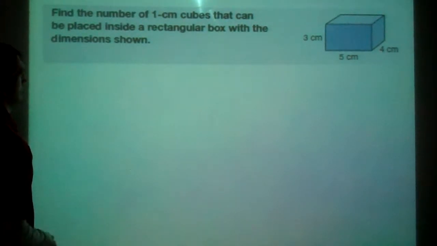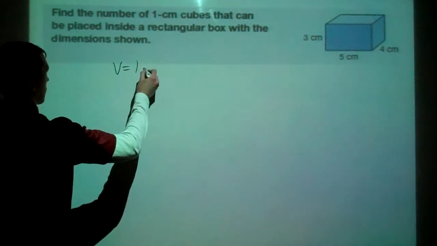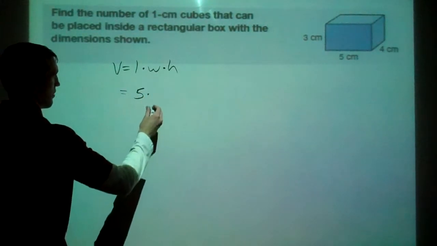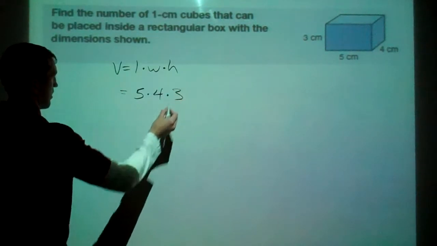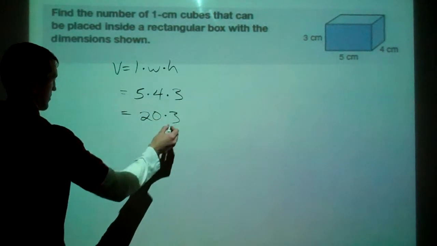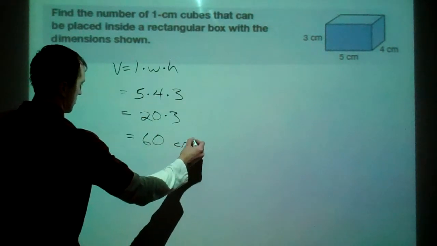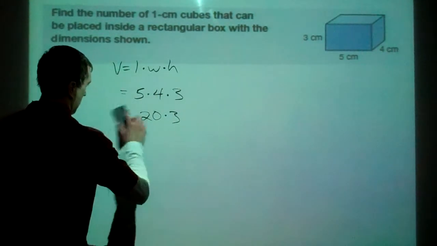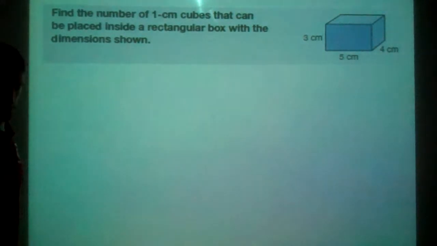So to use the formula here, it says find the number of 1 centimeter cubes that can be placed inside a rectangular box with the dimensions shown. This is just asking us to find the volume. And we know now that volume is length times width times height. Our length is 5, our width is 4, and our height is 3. So we do this. 5 times 4 is 20. 20 times 3 is 60, and we are in centimeters cubed. Alright? Now that's a very basic volume problem. We're obviously going to make that a little bit more difficult, except for the next one. It's pretty easy.